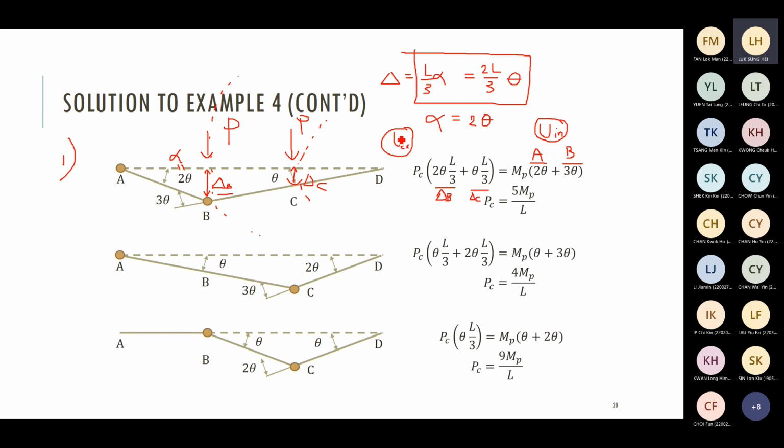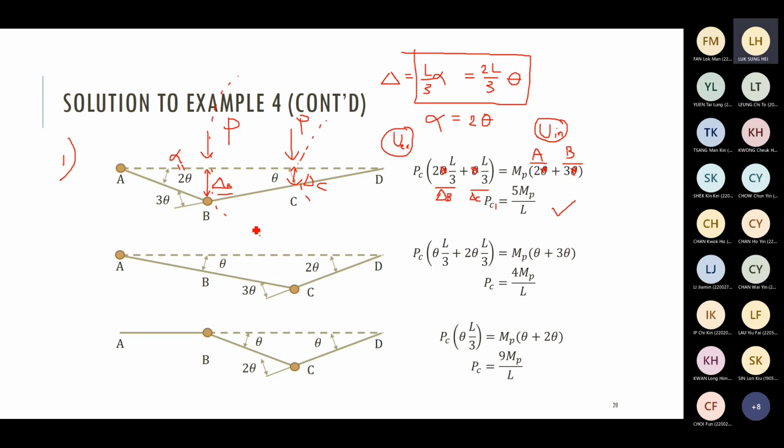Similarly, you see thetas on both sides of the equation. You can eliminate theta on both sides of the equation. Cancel it. You can express the loading in terms of only the length and the plastic moment. PC, maybe you can call this PC1, case 1, is equal to 5 MP/L. This is the answer for the first case.